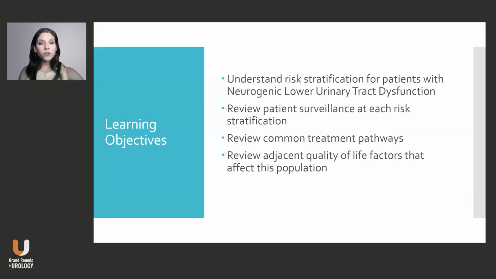The learning objectives for this talk today are to understand the risk stratification for patients with neurogenic lower urinary tract dysfunction, to review the patient surveillance at each risk stratification level, to review common treatment pathways, and to review the adjacent quality of life factors that can affect this population that we as urology APPs can help address for these patients.